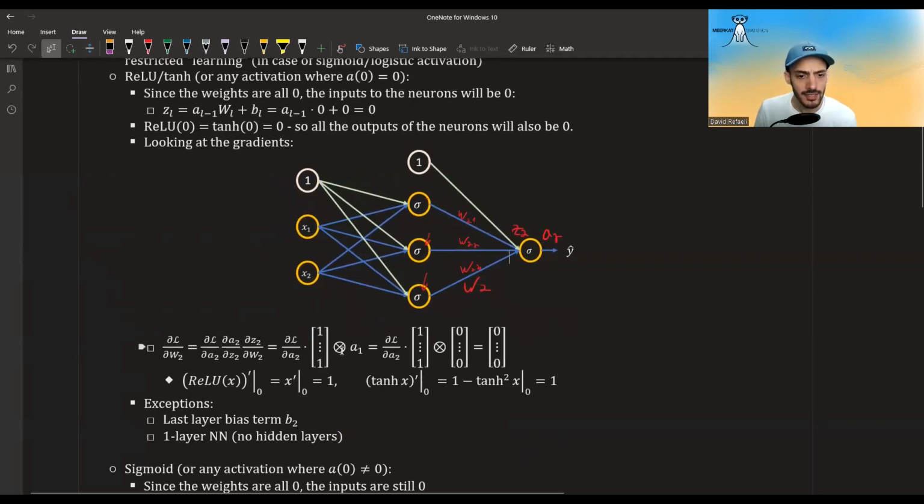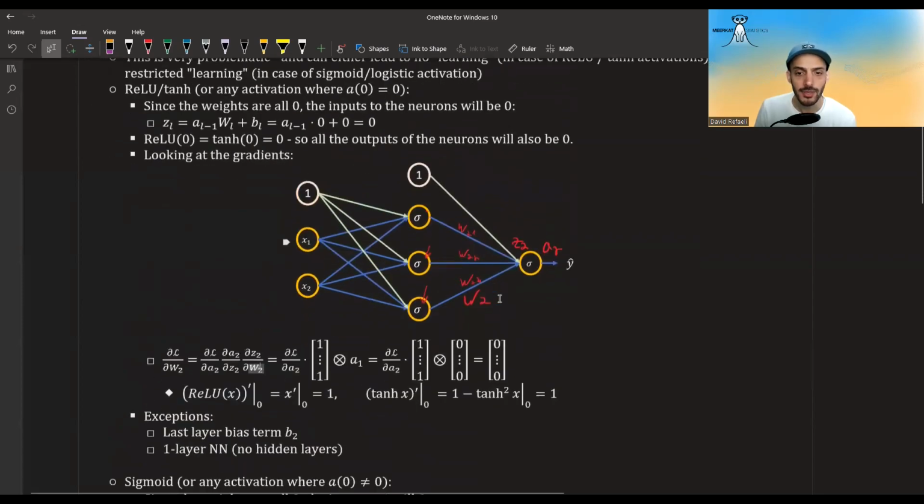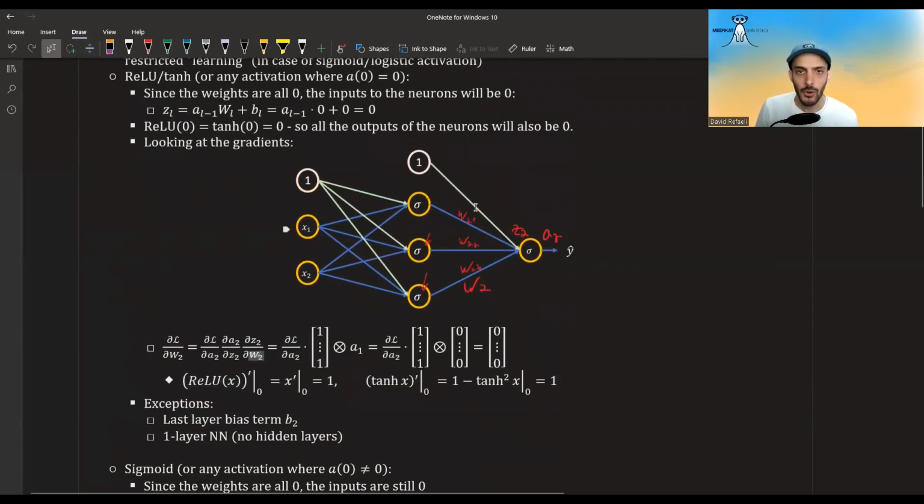But all of this is multiplied by this thing over here. And the derivative of Z with regards to W is just A, the previous layer output. We just said that all the outputs will be 0, so this will be a vector of zeros. And so this whole thing will be equal to 0. So the gradient with regards to W2 will be equal to 0. And once we take a step in the direction of the gradient, once we do gradient descent, there won't be any move. We will stay in the same place with regards to W2. W2 won't change, so there will be no learning happening.